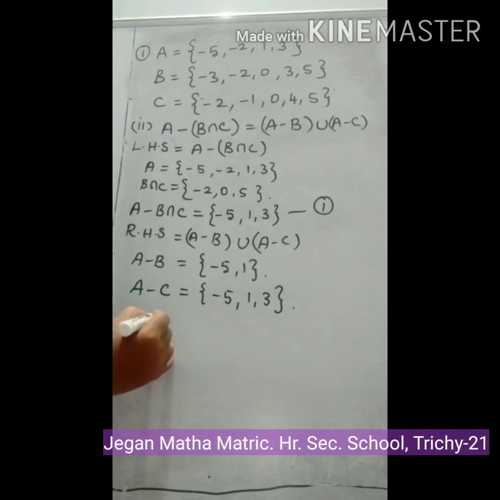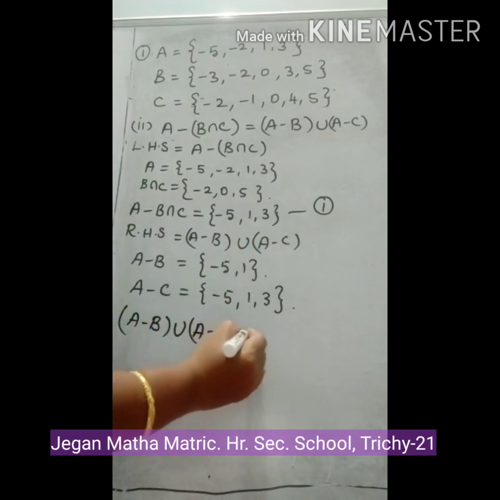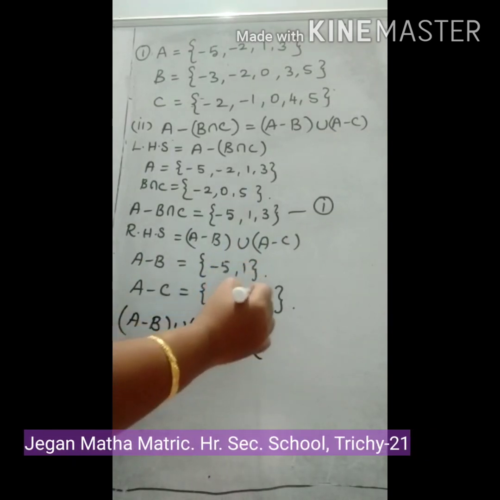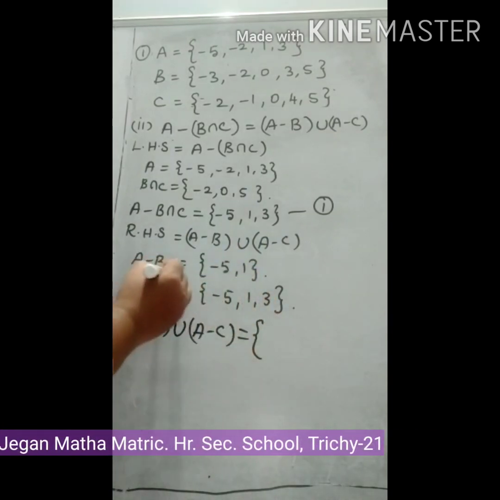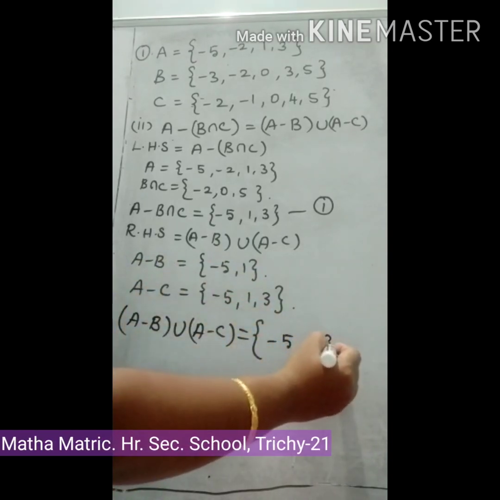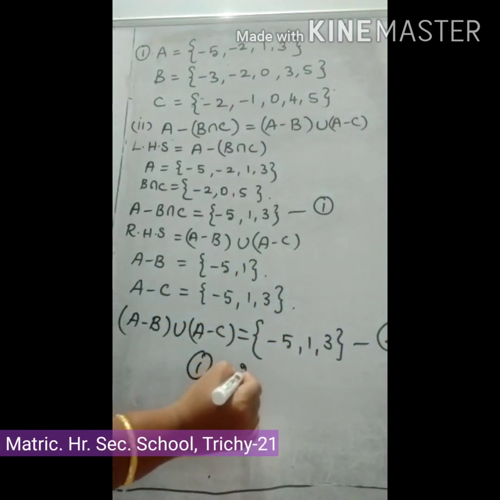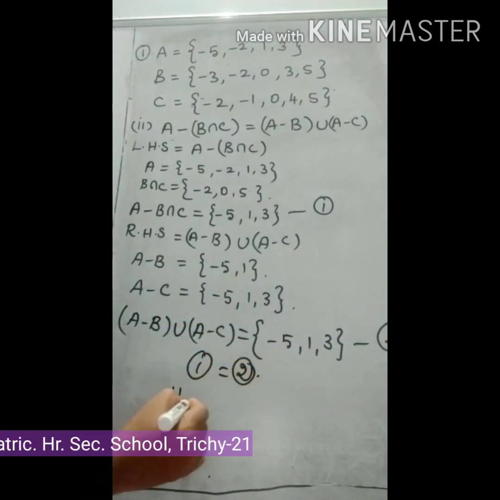So A difference B union A difference C is equal to, you have to write the elements of both A minus B and A minus C. So {minus 5, 1, 3}. This is 2. Therefore 1 is equal to 2. Hence proved.